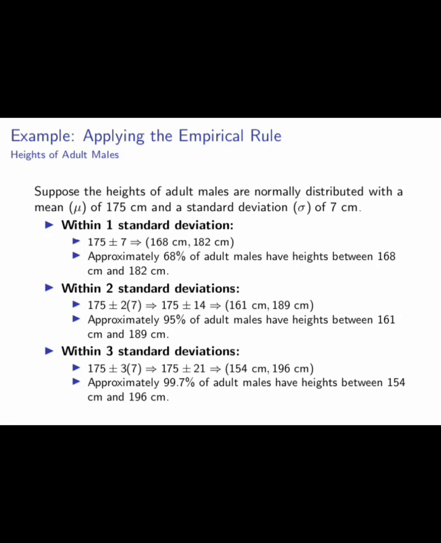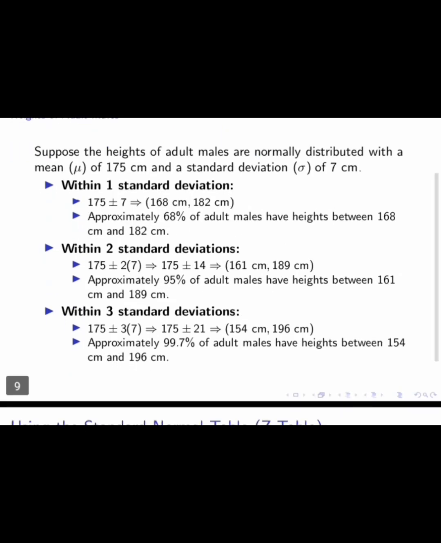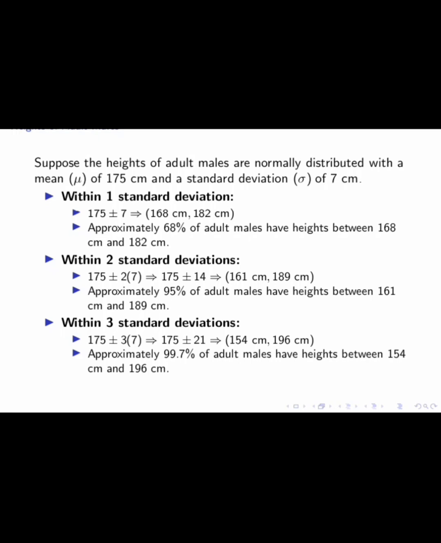Now, one example that we have is, suppose the height of adult males is normally distributed. The word normally distributed means that you are dealing with a normal distribution with a mean. So the mean at the center is 175. It means that the average height of people that we have there is 175 centimeters. That's the mean, the average height of people.